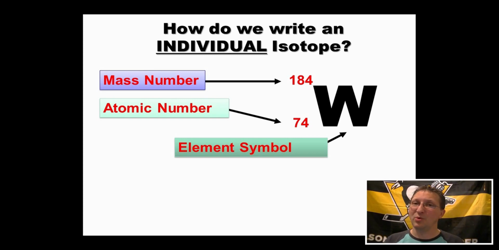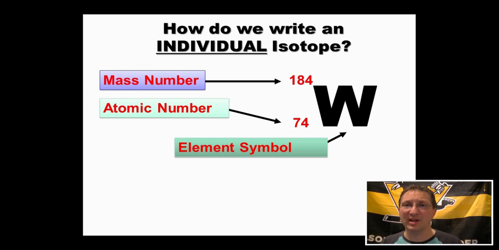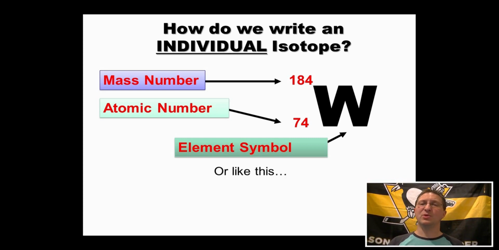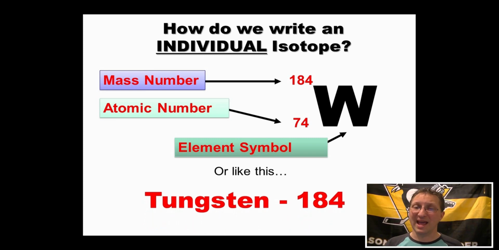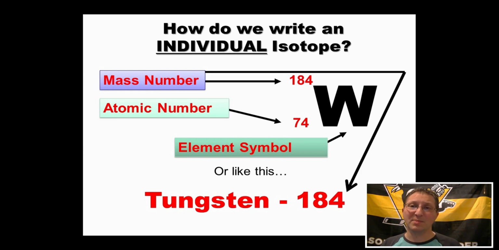There is another way, and sometimes it's written that way, so I'd like to show you both ways. It's actually pretty easy. The second way is we just simply write the name of the element or the atom, in this case tungsten, and then we put a number behind it. Again, you'll notice that number of 184 is the same as up above. That's the mass number. So either one of these is an acceptable way of writing an individual isotope. Okay?